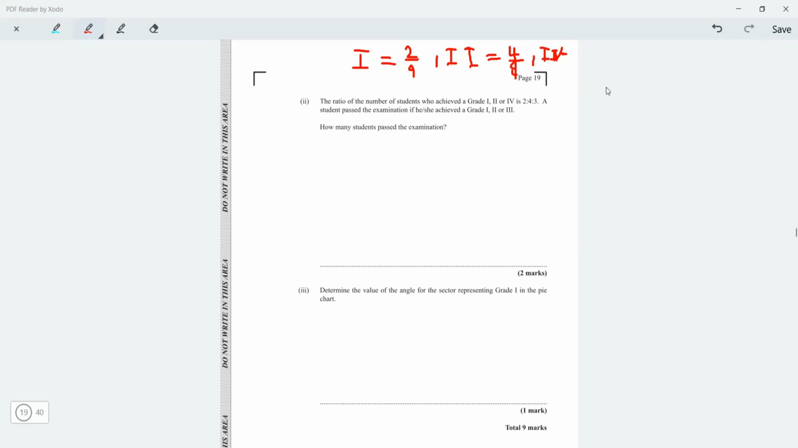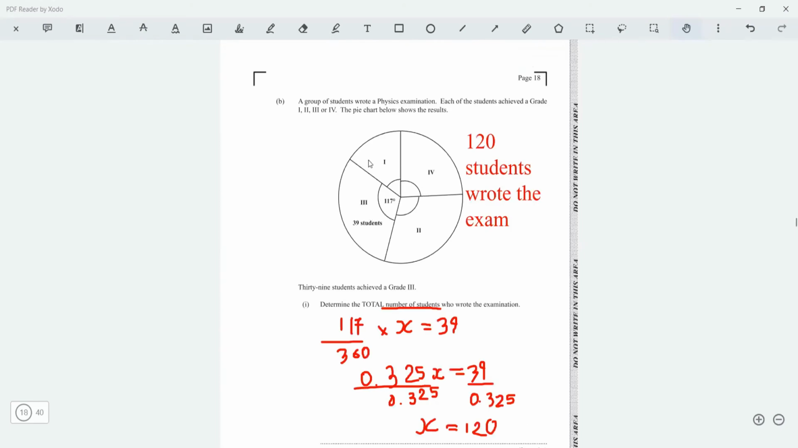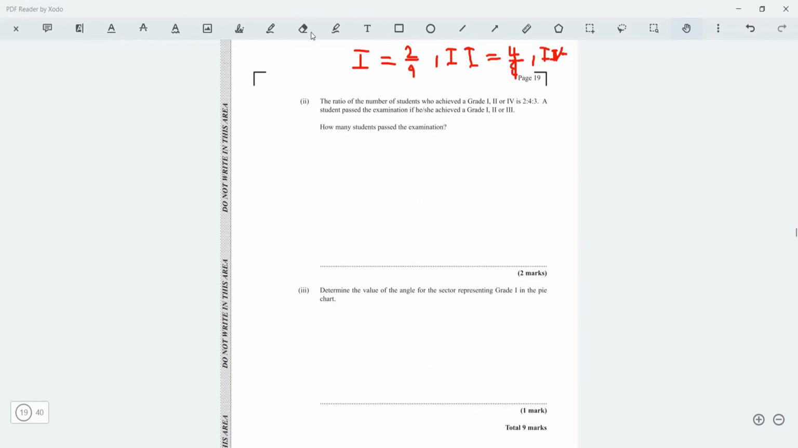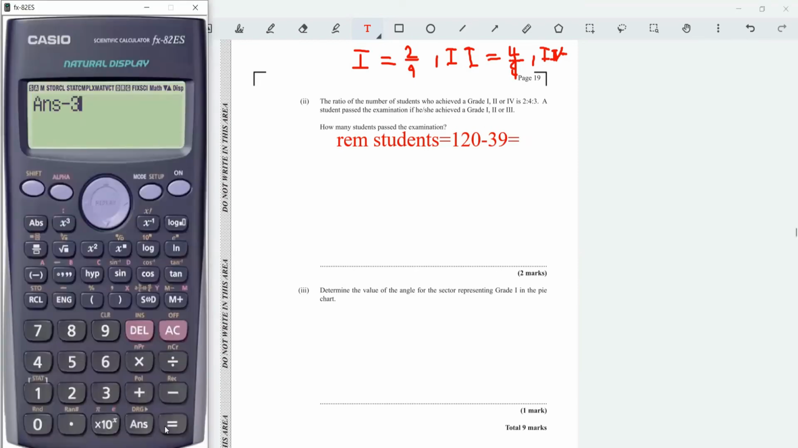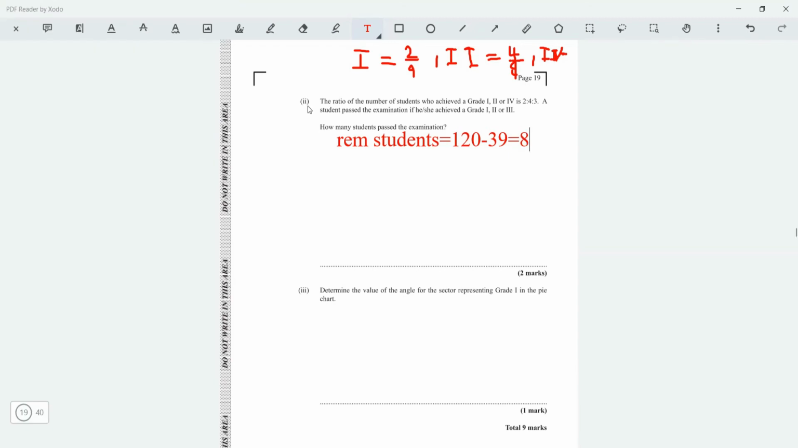So remember, we have 39 students who got grade 3. So how many students are left? The remaining students is equal to 120 minus the 39. You punch that into your calculator, and what we get is 81. So there are 81 students left.